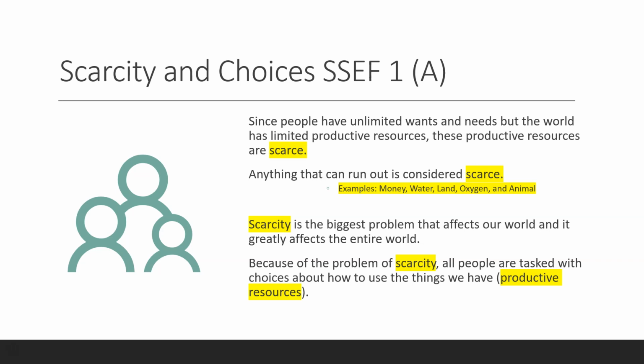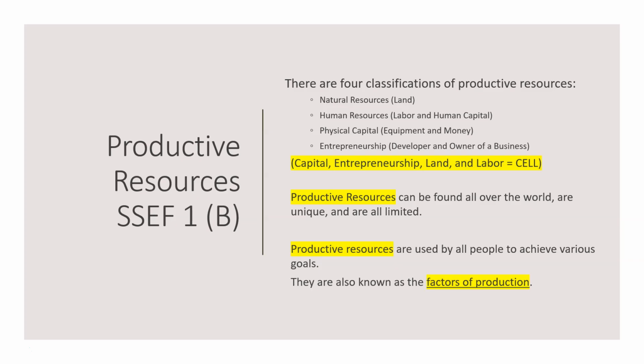Scarcity is the biggest problem that affects our world, and it greatly affects the entire world. No matter where you are, no matter what country you're in, you could be in a place that isn't a country, scarcity is going to affect you and all the people around you. There is no way to avoid this problem. Because of the problem of scarcity, all people are tasked with choices about how to use the things that we have. The things that we have are known as productive resources.